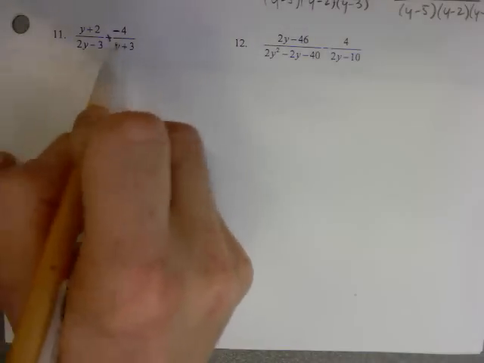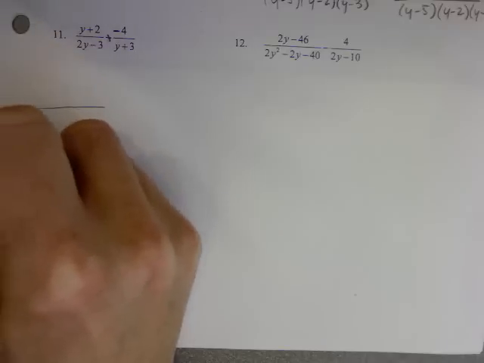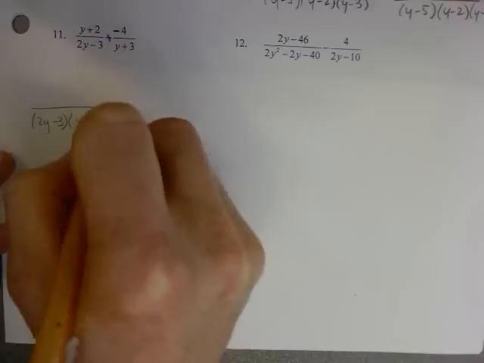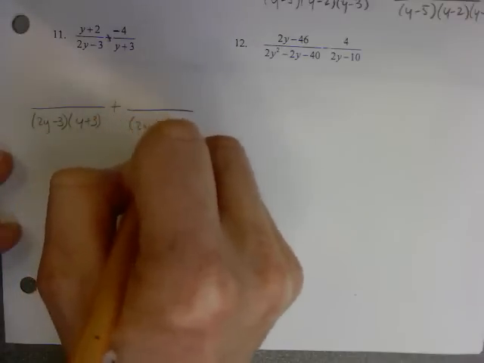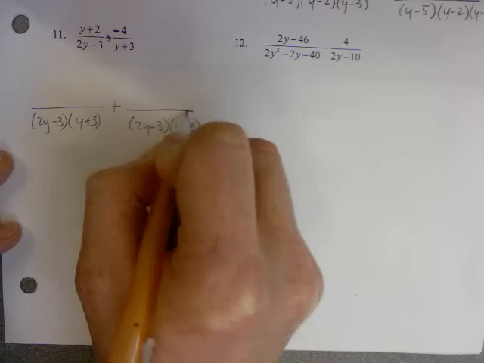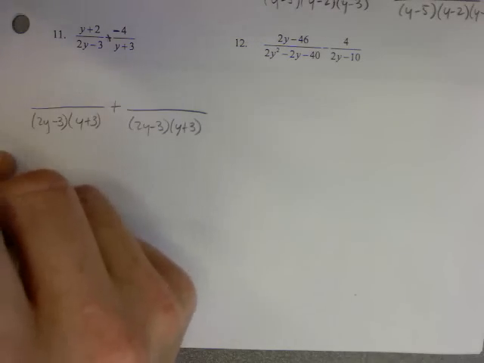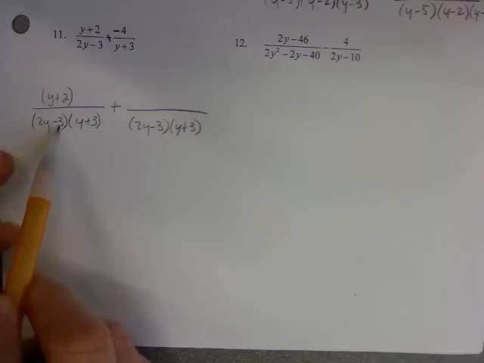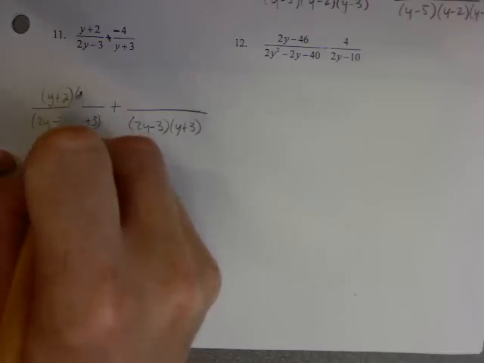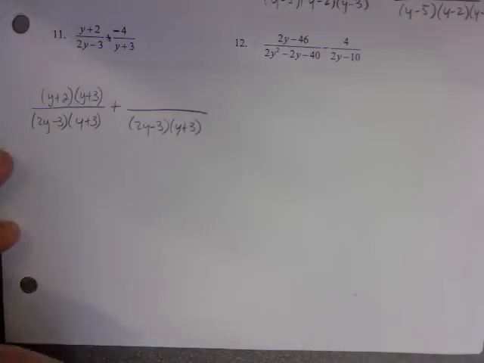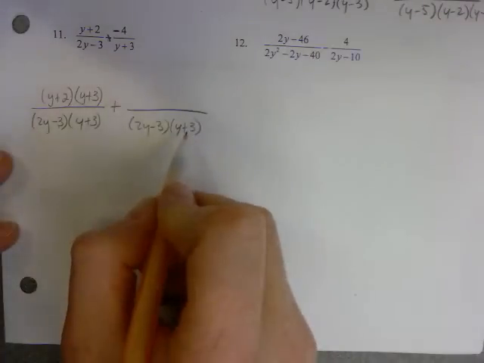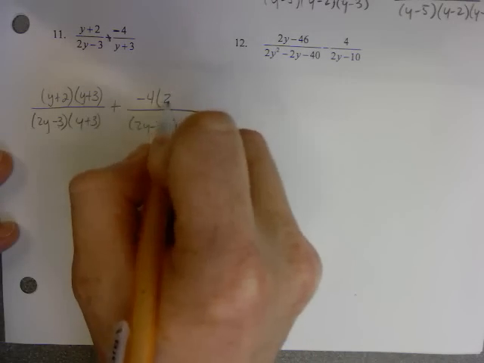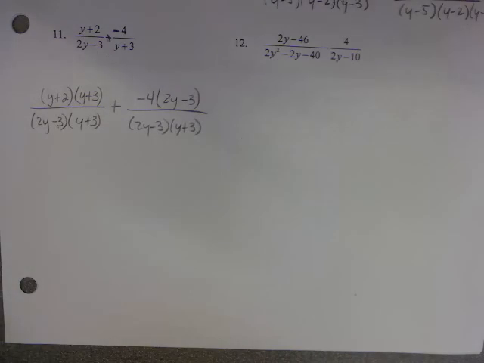The common denominator here is going to be made up of the two denominators, 2y minus 3 times y plus 3. Okay, so we originally had a y plus 2, and we had the 2y minus 3 in the denominator, so we multiplied by y plus 3, so I have to multiply the numerator by y plus 3. We had the y plus 3 in the denominator here. The negative 4 stays in the numerator, but we also now have to multiply it by the 2y minus 3.